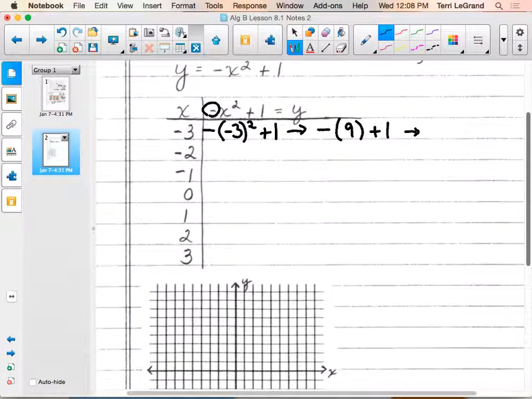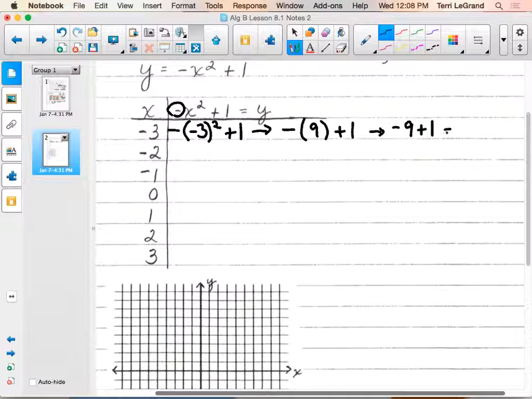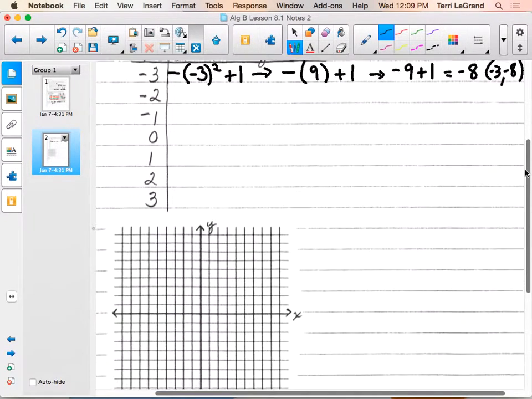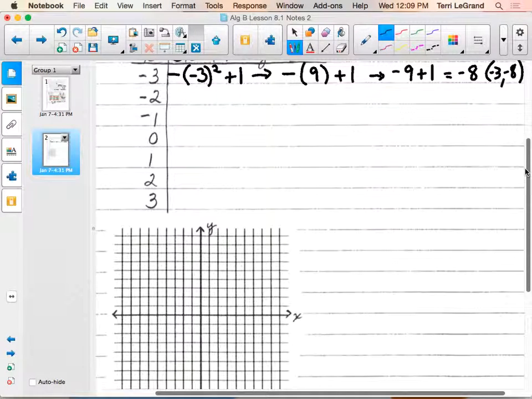So in reality, what this is saying is this. What's the opposite of 9? -9. We have -9 plus 1. That's what that is. That's an opposite of sign. We got 9 when we squared -3. So it says the opposite of 9. The opposite of 9 is -9. And -9 plus 1 is? -8. So what's our ordered pair this time? What's our ordered pair? -3, -8. So go ahead and go to your graph and put it on.